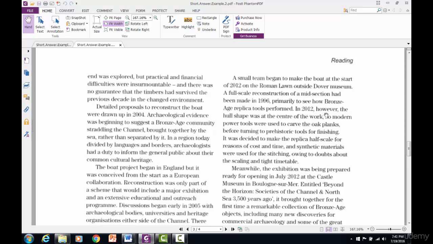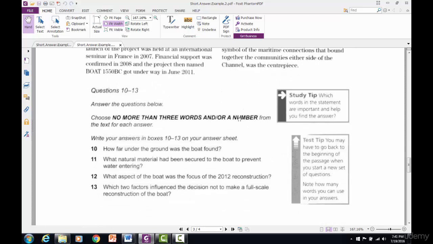In 2012, however, the whole shape was at the center of the work, because the words center of the work are synonym for the word focus in the question. So our answer is whole shape. Whole shape was the focus. Whole shape was the center of the work. So it's all about being able to find that synonym language. So our answer for number 12 is whole shape.